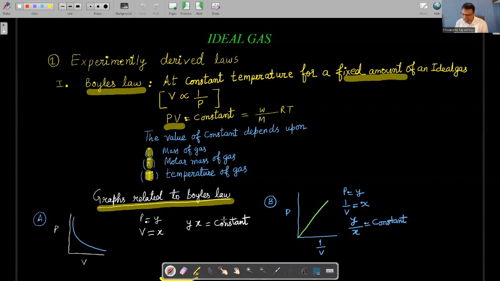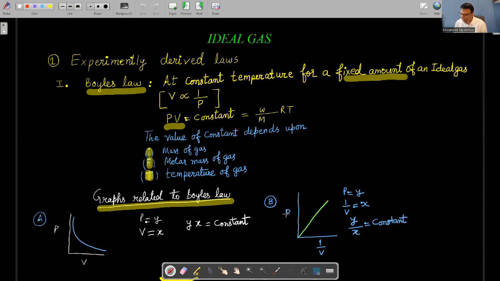The first is PV is equal to constant. On y-axis, if we take pressure, and on x-axis, if we take volume, then we can write that y into x is constant, which is a rectangular hyperbola. On increasing volume, the value of pressure is going to decrease.